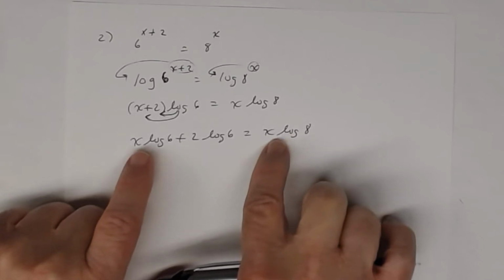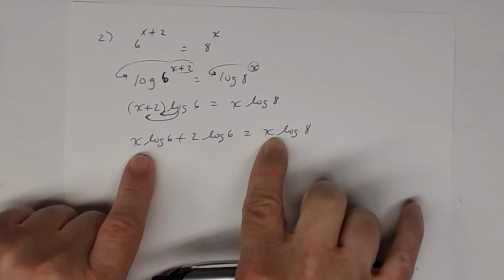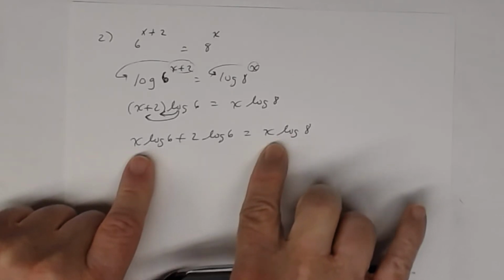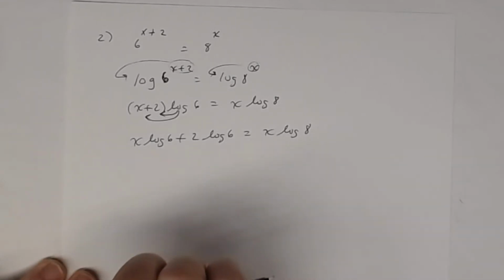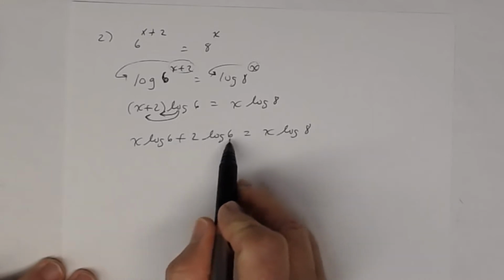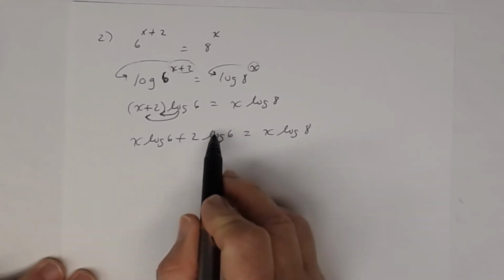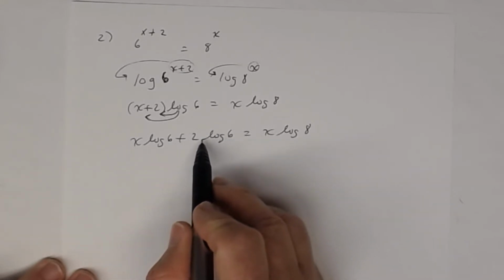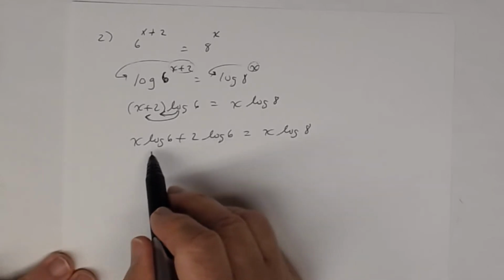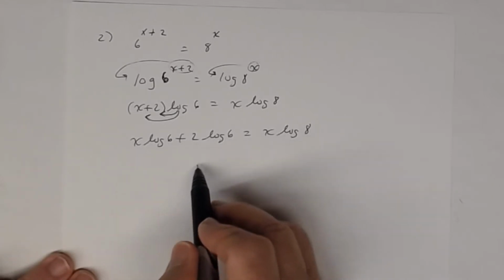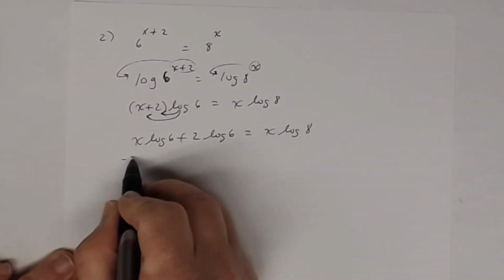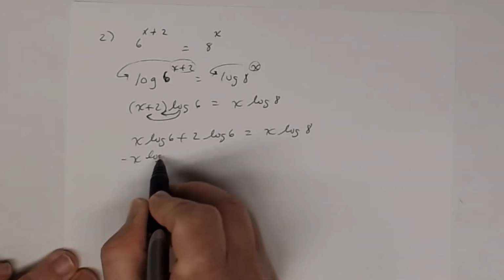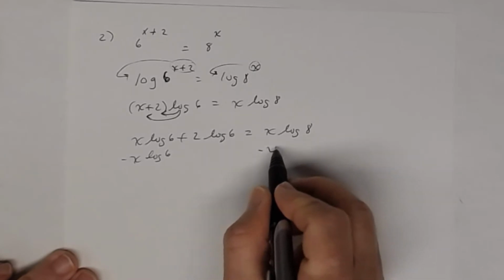All right, now I want you to notice that I have 3 terms, 1, 2, 3. These 2 both contain the variable x that I want to solve for. So I've got to bring all the terms that have the variable to one side, everything else to the other side. Now, notice that this term does not have the variable x that I need to solve for, but this one does. So I'm going to bring everything to the right-hand side. So I'm going to subtract x log 6 from both sides, just like this.